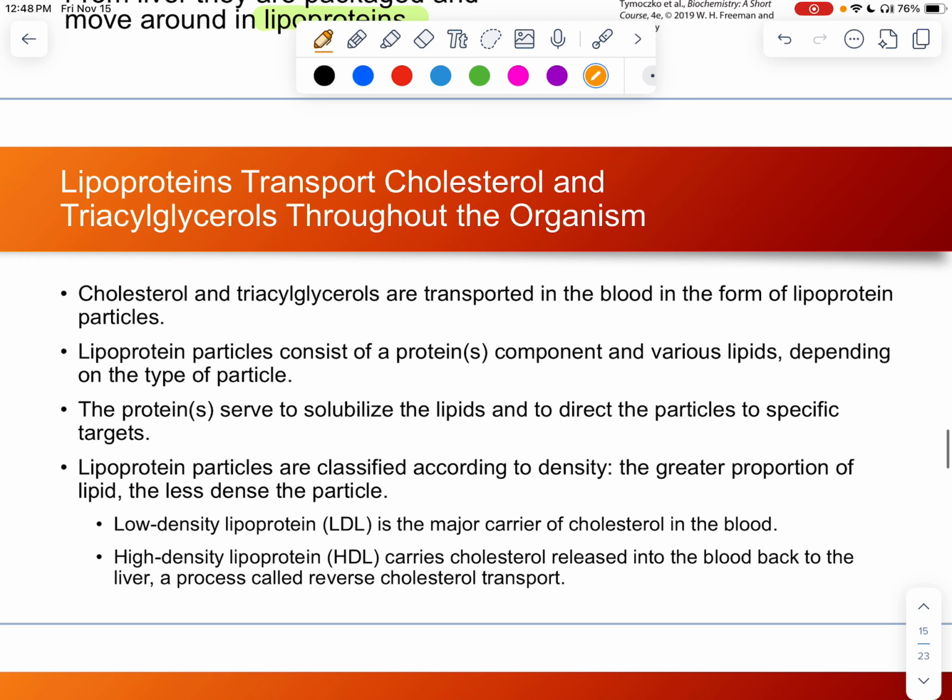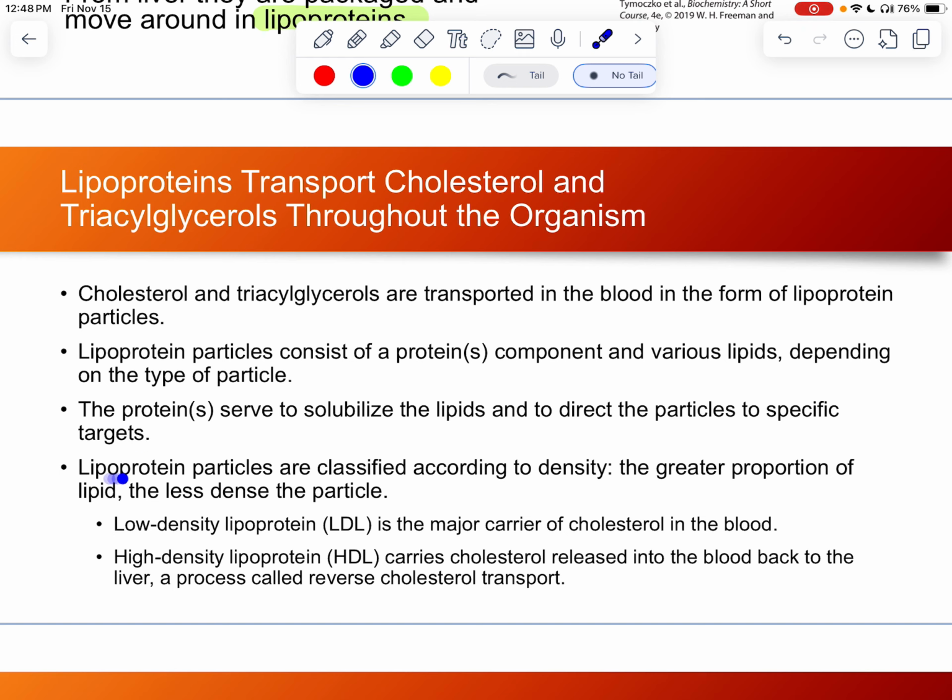All right, let's talk about how those lipoproteins transport the cholesterol and triacylglycerols throughout the organism. So we just said that we're going to transport them in the blood through these lipoprotein particles. Those are going to consist of a protein component and various lipids, depending on the type of particle. The proteins serve to solubilize the lipids and to direct the particles to specific targets.